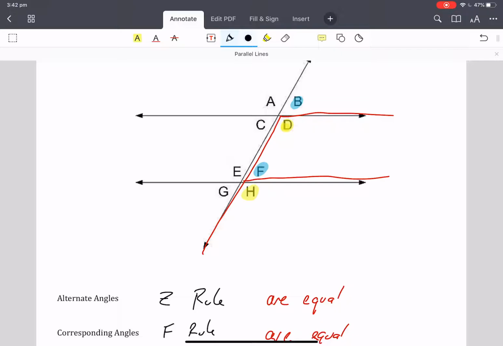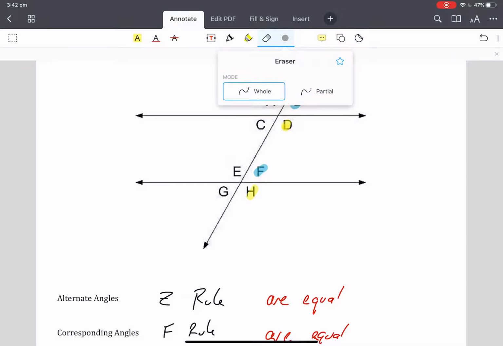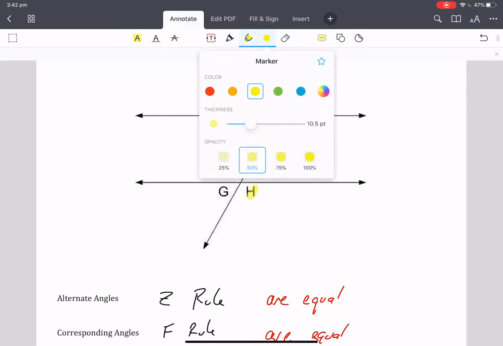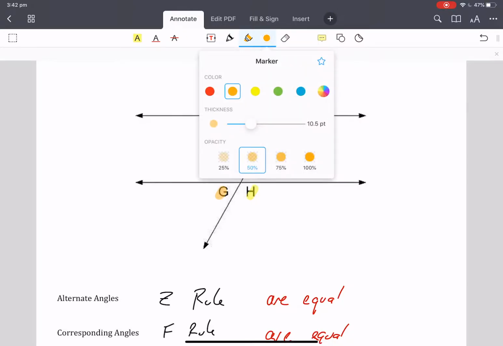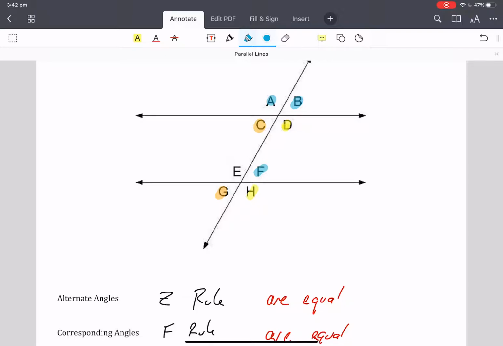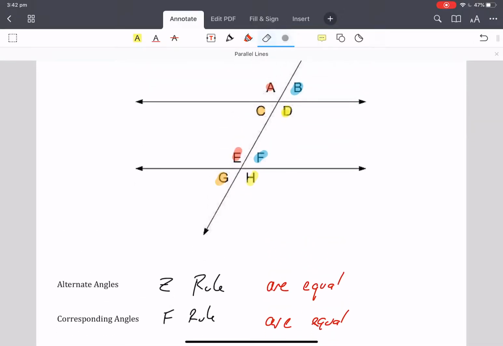The thing with corresponding angles is that there's more than just those two. So let's go with, how many colours have I got? Orange. Can you see that C and G are the same? How about A? Oh, I've already got blue. Red. A and E. All those same colours, the red, the orange, the yellow and blue, they're all corresponding. So that A and that E are the same angle. You can see that they're the same angle and they're called corresponding.